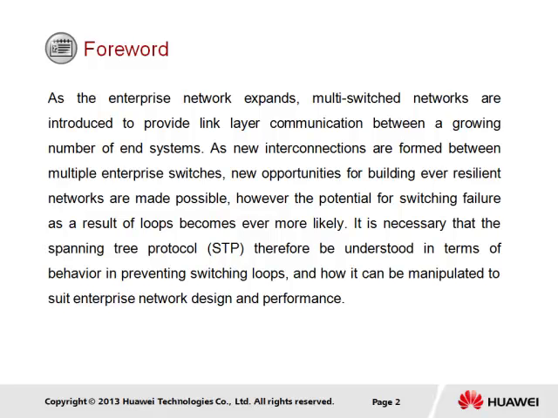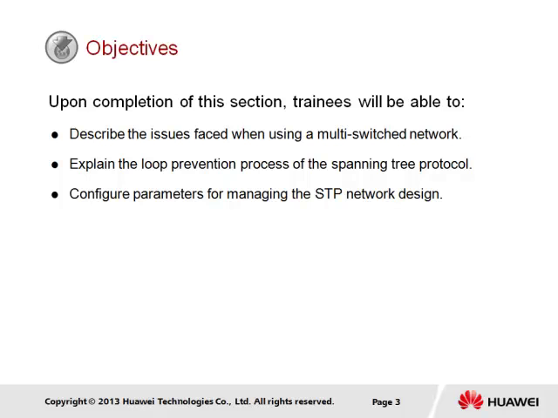It is necessary that the spanning tree protocol therefore be understood in terms of behavior in preventing switching loops and how it can be manipulated to suit enterprise network design and performance. So upon completion of this section, it is generally expected that trainees will be able to describe the issues faced when using a multi-switch network, explain the loop prevention process of the spanning tree protocol, and configure parameters for managing the STP network design.